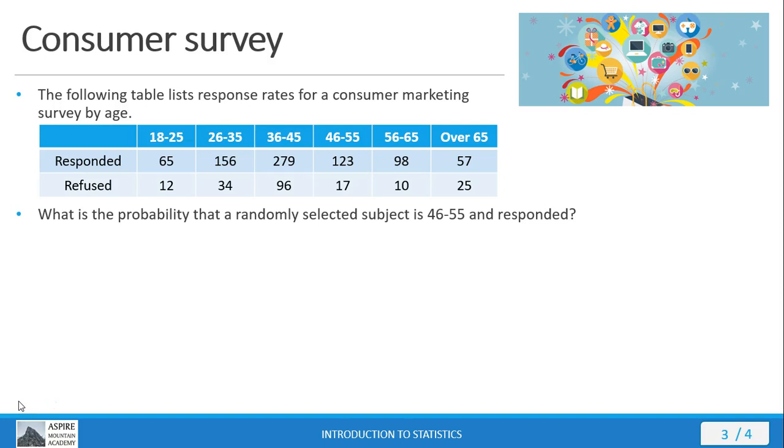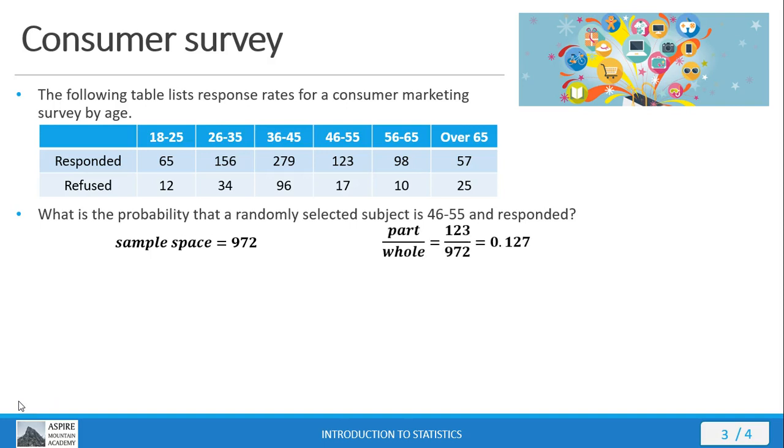Go ahead and stop the video and then come back after you do your calculations and we'll see what you did. Okay, I hope you worked it this way. Your sample space is the first thing you want to look for. So we're going to add up all the numbers here. That gives us 972.